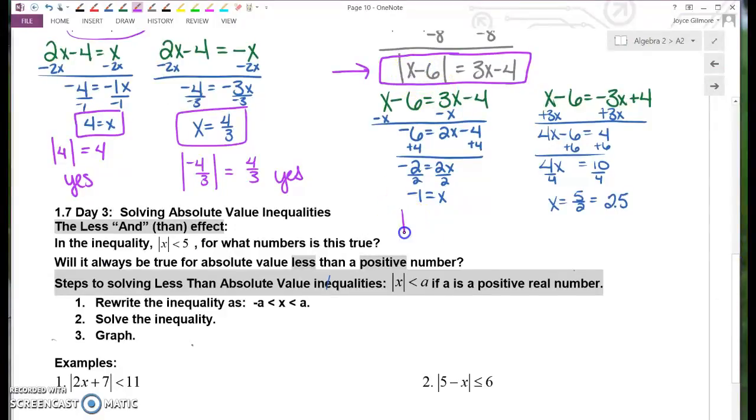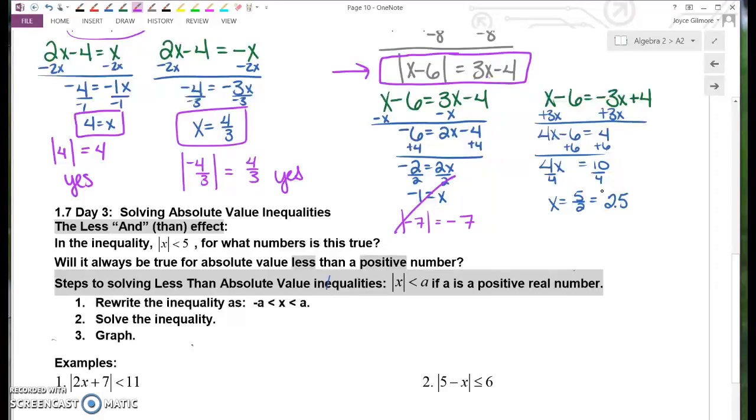-1 minus 6 is -7. 3 times -1 is -3 minus 4 is -7. Does the absolute value of -7 equal -7? No.